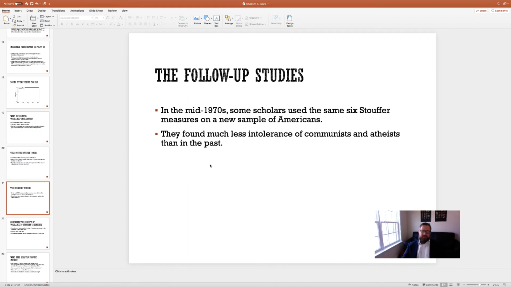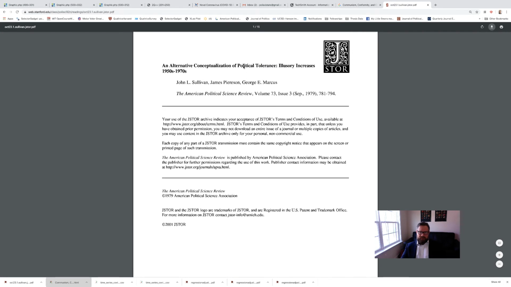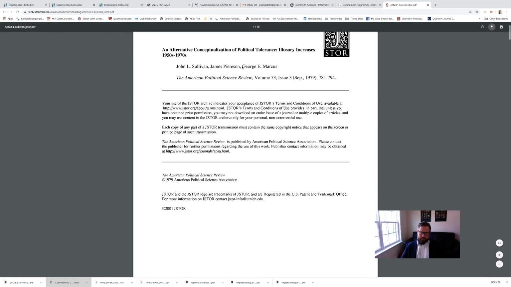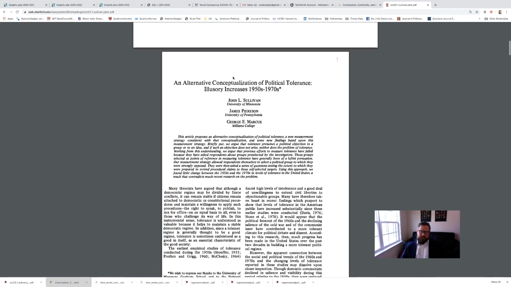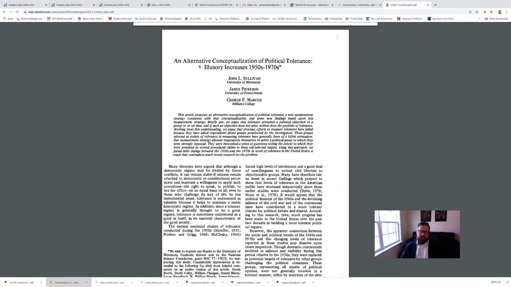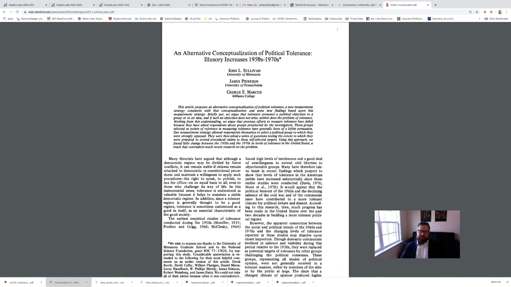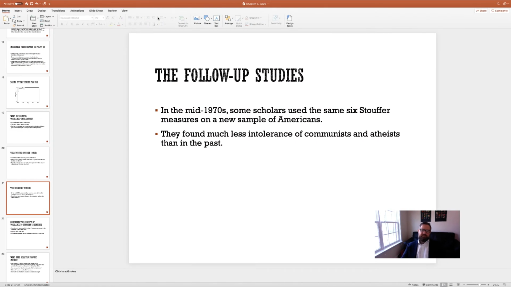And people who did follow-up studies on this, including these folks here, and this is an article published in the 1979 issue of the American Political Science Review, and it was by Sullivan et al., Sullivan, Pearson, and Marcus. It's entitled "An Alternative Conceptualization of Political Tolerance: Illusory Increases Between 1950s and 1970s." So this is what these people found out, okay?